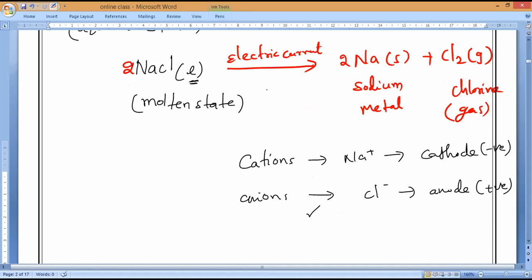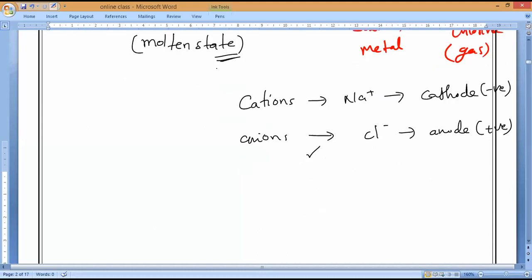What is the second example? Molten state. Molten state means a solid substance is melted, converting directly into liquid state. That is called the molten state. Whenever you get molten state, what state do you have to represent? Molten means liquid state. You have to remember that. Clear, guys? Any doubt?